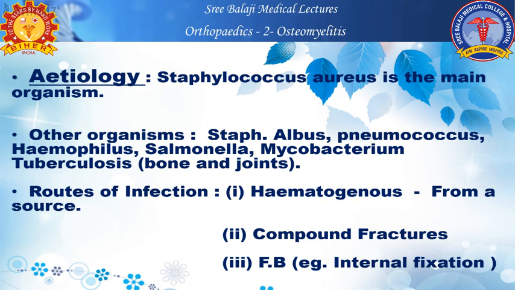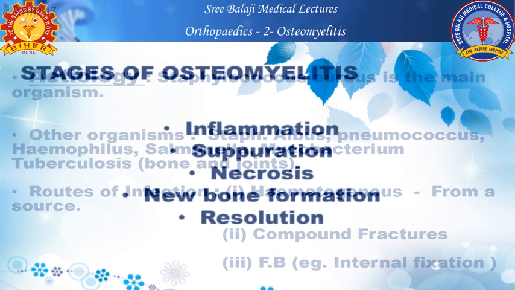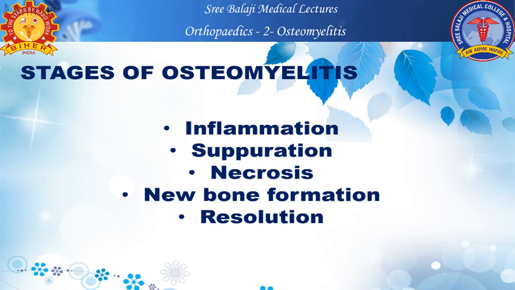infection. And direct inoculation is another method of infection, where in case of open fractures, the organism gains entry into the bone and causes osteomyelitis. And post-operatively, any implant surgery will act like a foreign body and can cause osteomyelitis. The stages of osteomyelitis can be divided into stage of inflammation, suppuration, necrosis, new bone formation and resolution. So these are the stages of osteomyelitis.